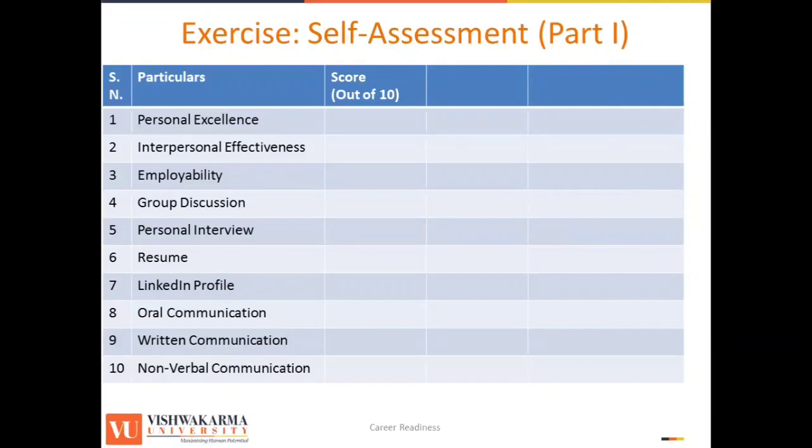And assess yourself based on your understanding of these terms. Don't worry much about the actual meaning or maybe how it is perceived by recruiters. We will look at it in some time. That's fine. So score out of 10, maybe 0 to 10 is the range in this case. Personal excellence, interpersonal effectiveness, which is primarily about interpersonal skills. Employability, basis your understanding of the term employability and to what extent you consider yourself employable at this point in time.